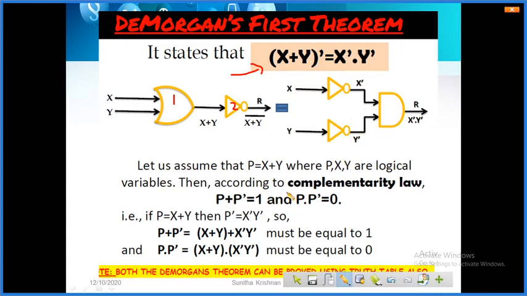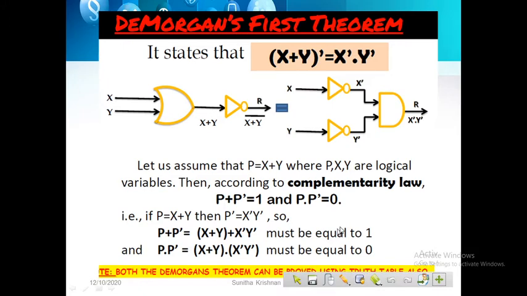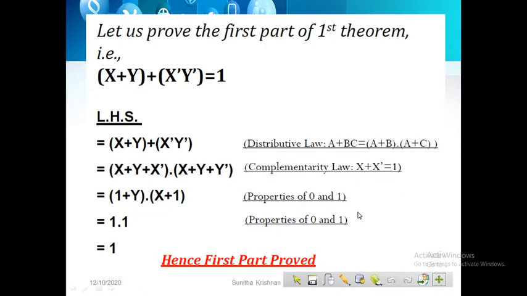So according to the complementarity law, P plus P dash is equal to 1 and P dot P dash is also equal to 1. So they have shown you the proof also, and the realization is also given here with the help of a table. So this is the first De Morgan's theorem, and we have the second De Morgan's theorem coming. So this is a proof for the first part of the theorem.